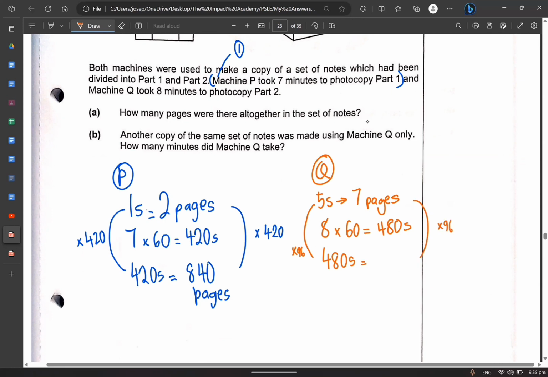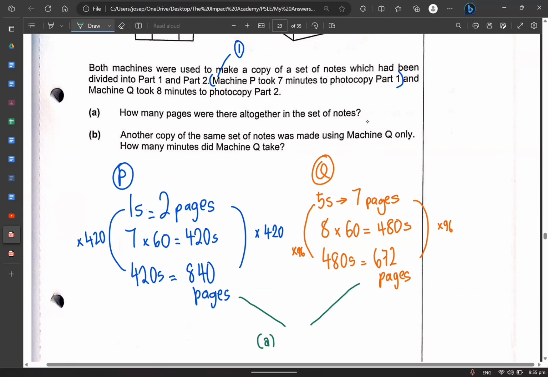When I do 96 times 7, we get to an answer of 672 pages. So once I'm done with that, I can do part A, because in A they are asking us how many pages were there altogether in the set of notes. So what you want to do is add these two up together. All right, so that is for A itself.